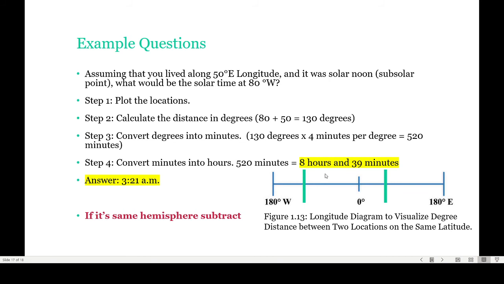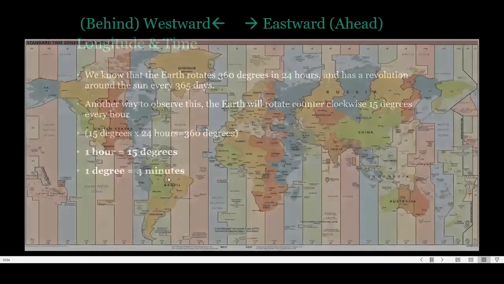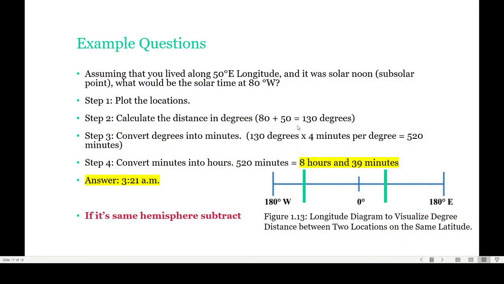To find that out, we are going to calculate the distance in degrees. From 0 to 80, it's 80, and 0 to 50, it's 50. So to calculate the distance between them, we are going to add 80 plus 50, which equals 130 degrees. Next, we are going to convert degrees into minutes. So we're going to take our value 130 degrees and multiply it by 4 minutes, according to this rule: 1 degree equals 4 minutes. That will convert our degrees into minutes. So our value is 520 minutes.